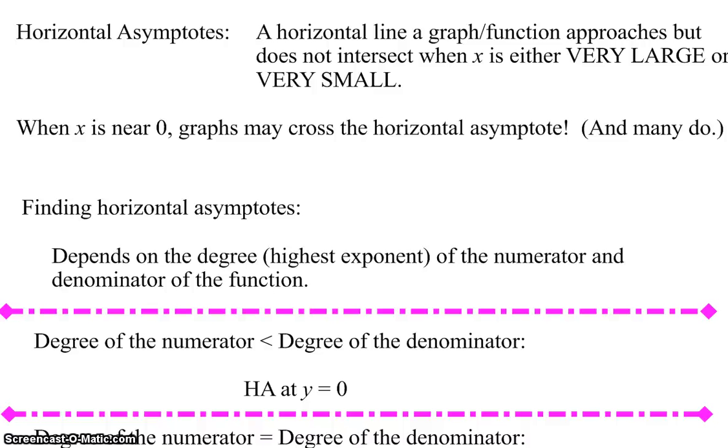The next thing we look for are horizontal asymptotes. And horizontal asymptotes are a little bit different. Horizontal asymptotes are horizontal lines that the graph will approach but not intersect when x is either very large or very small. When x is close to 0, the graphs can actually cross the horizontal asymptote.